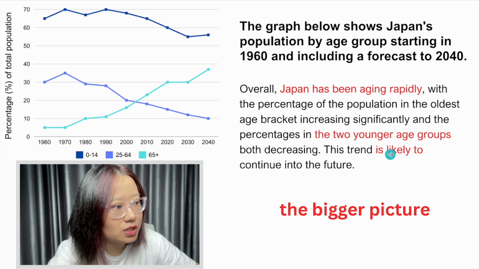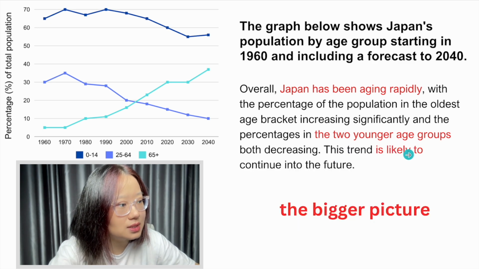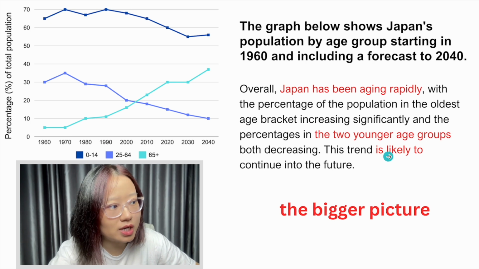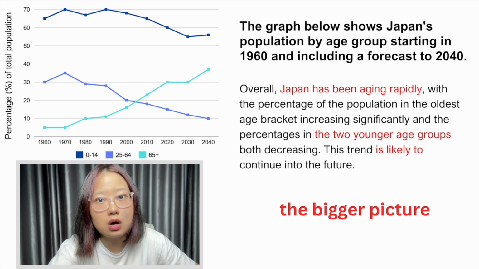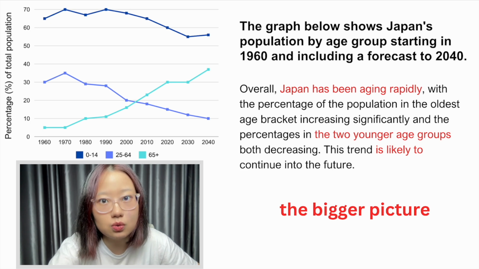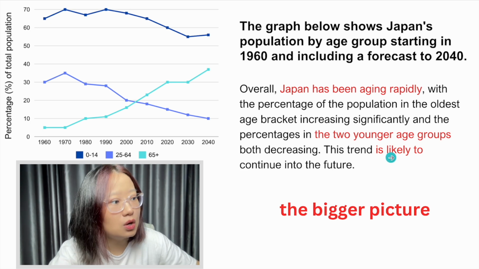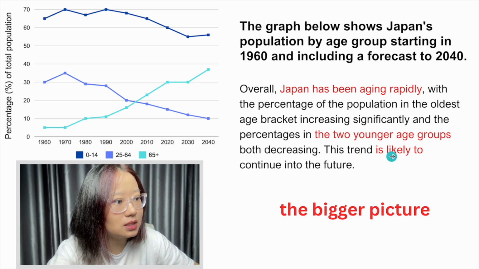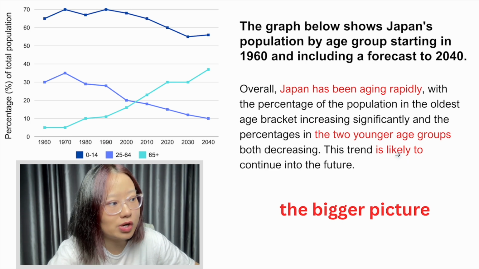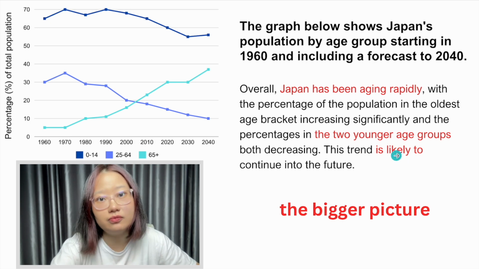Now let's add projections. This trend is likely to continue in the future. So when describing projections, apart from expressions like is expected to, or is projected to, or is forecasted to, we can also use is likely to. The trend is likely to continue into the future. I will summarize all these expressions for you guys at the end of the video.